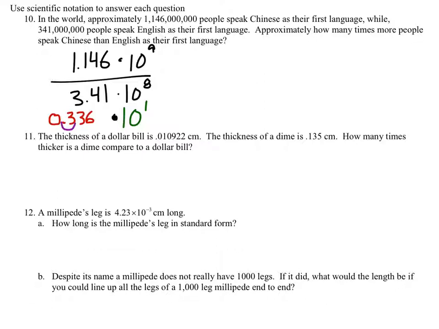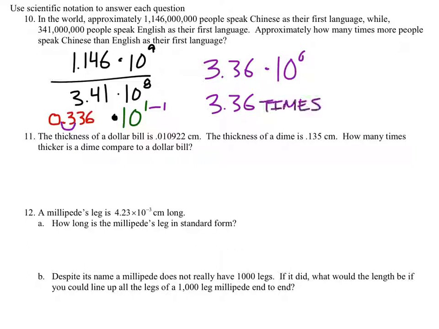So you need to move this decimal over 1, which means I need to subtract 1 off my exponent, giving me, in scientific notation, 3.36 times 10 to the power of 0, which would mean that there's 3.36 times as many people that speak Chinese than English. That's not a 6. It's a 0.